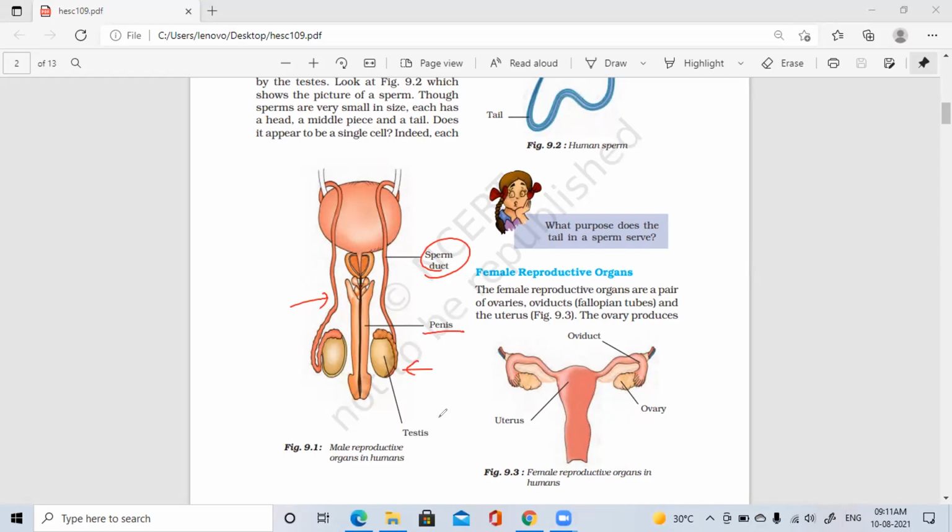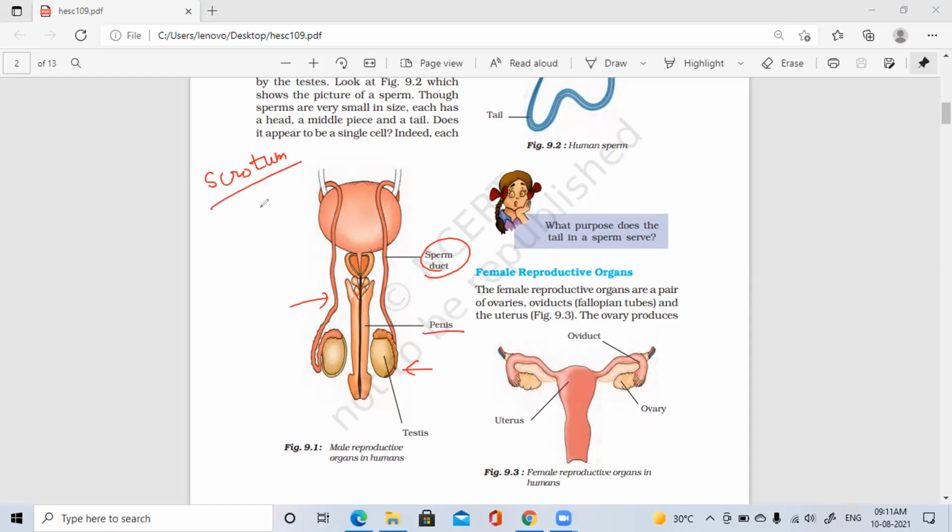So testes, a man has two testes. They are oval in shape. They lie in a small muscular pouch called the scrotum. Scrotum is the pouch in which the testes are present. Right? It's present outside the abdominal cavity.